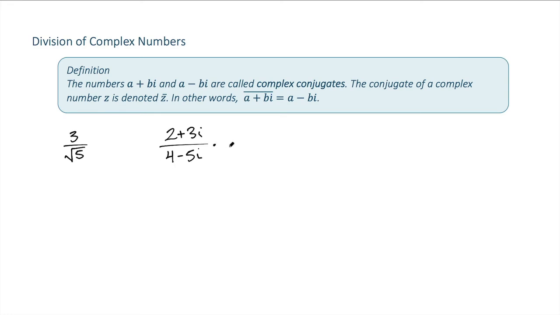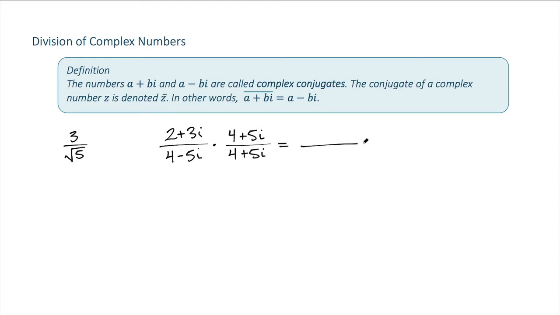What I'm going to do is multiply by 4 plus 5i, in the numerator and the denominator. Because it's the same thing in the numerator and denominator, this fraction is 1. And so multiplying by 1 doesn't actually change the number, it just changes the form. Okay? And notice what happens here.